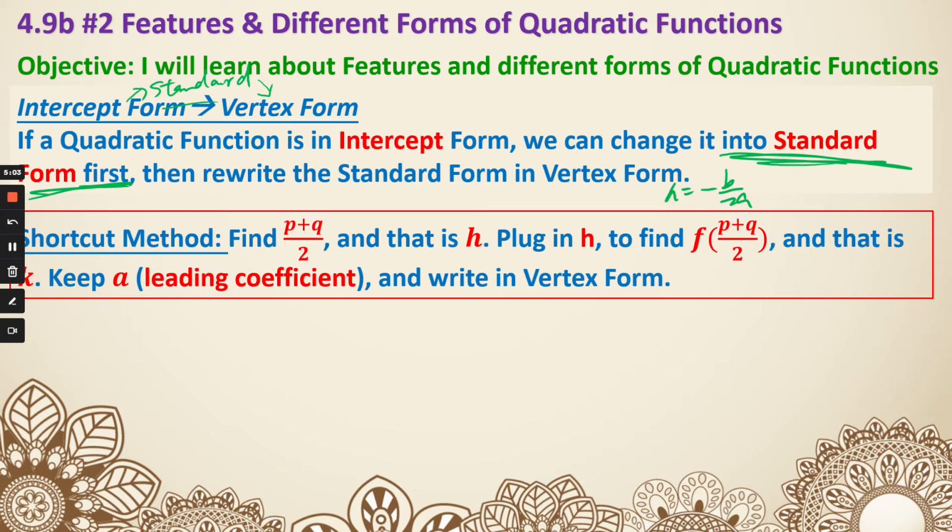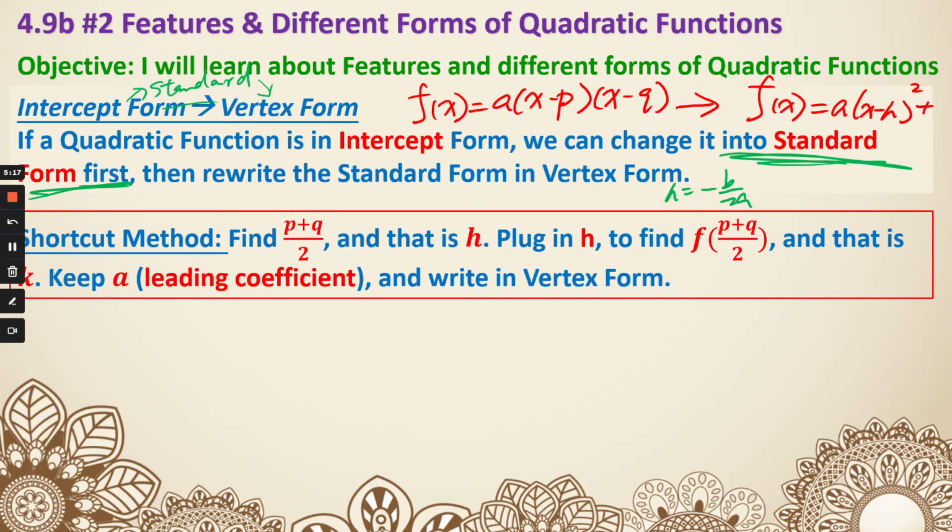Now let's review what is intercept form. That's a times x minus p times x minus q. And the vertex form is a times x minus h squared then plus k. You can see the a doesn't change, but we have completely different letters. It's changing from pq to hk.